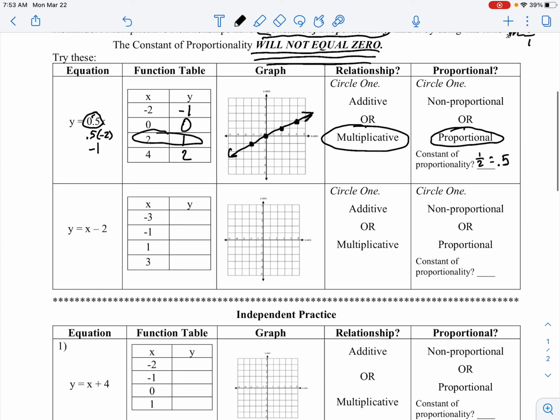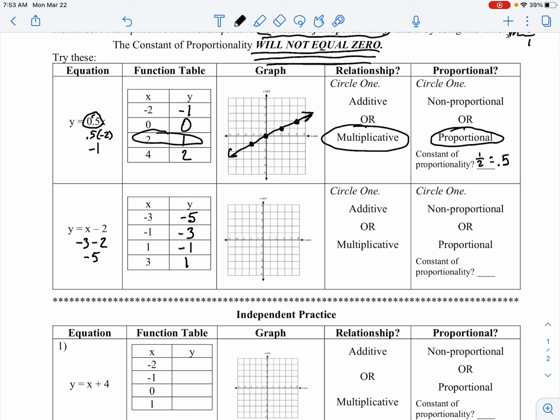So we're going to plug in -3 for x. -3 minus 2 is going to get us -5, so our y value for that is -5. And then these become pretty easy as we go. -1 minus 2 is -3. 1 minus 2 is -1. And 3 minus 2 is 1. So what we're going to do now is graph our points.